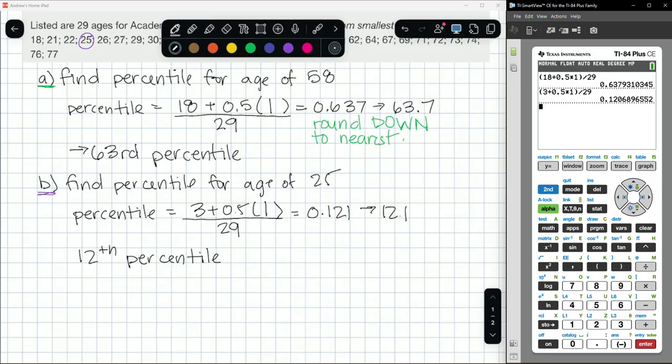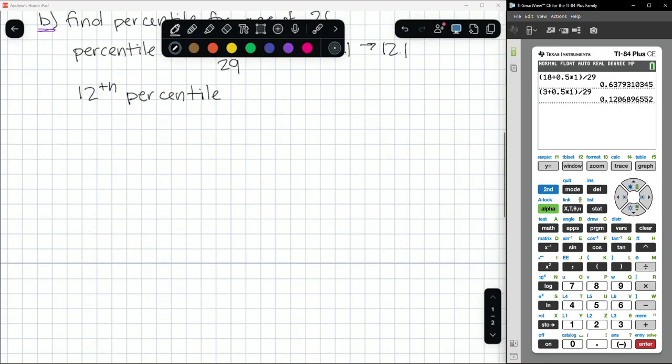Now the question is, how do I go backwards? If I know my percentile and I have a list of scores, can I figure out what my score was? So, find data value given the percentile. And that gets a different formula. First thing you need to remember is that percentiles are locations in lists. So when I do this calculation, I'm going to find a location in the list, and then I'm going to turn that into a data value.